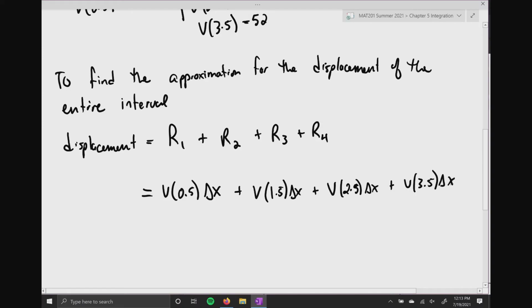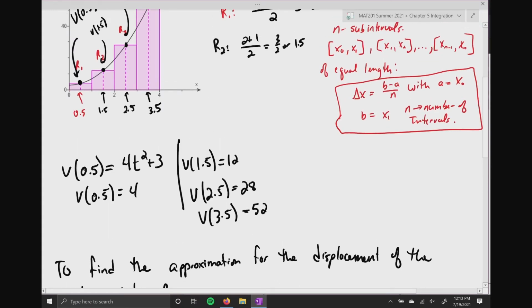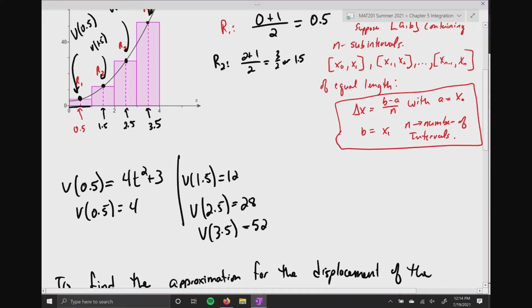What's nice is we already figured all this stuff out. I'm going to go back up to our picture. We know the length of this entire rectangle is from 0 to 1, so delta x is going to equal 1 second. If you look at this formula right here, for the entire interval from 0 to 4, I get 4 minus 0 divided by 4 rectangles, which is 4 over 4 equals 1.